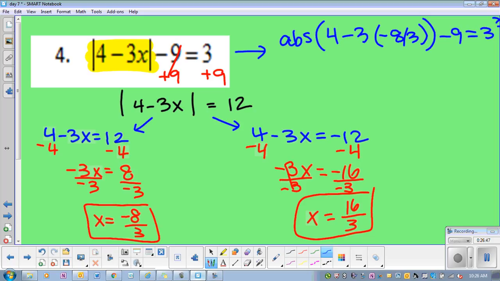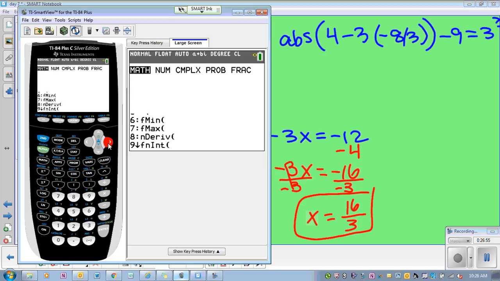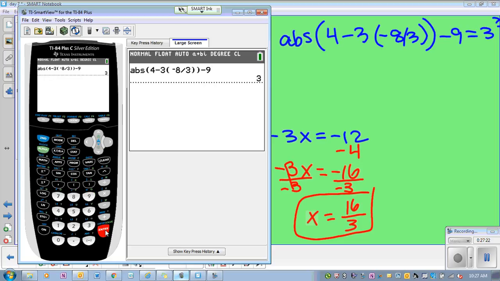Okay, let's try it out. A little bit weird. So we have math, number, abs, right? 4 minus 3x. And instead of the x, I need to plug in negative 8/3. Close, close. And then minus the 9. Don't forget about minus 9. Did you get 3? Yeah. Okay. So then let's plug in 16/3.